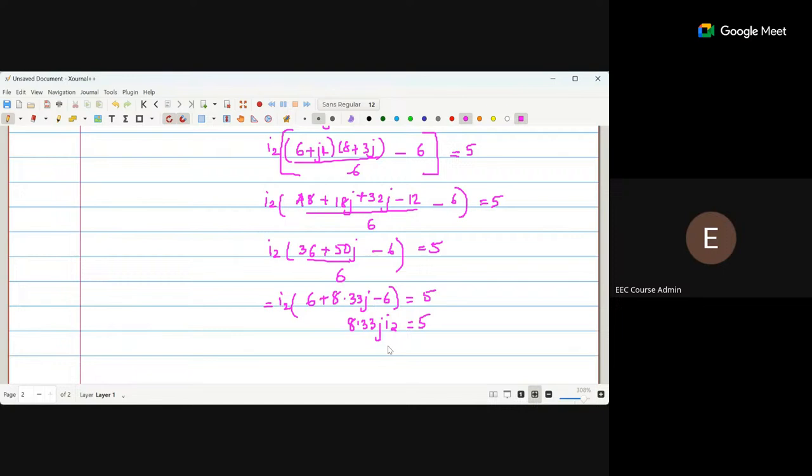5 by 8.33 is how much? 0.6. So I2 is 0.6 by J, so that is minus J. So that will be 0.6 angle minus 90 degrees. Are you getting it?